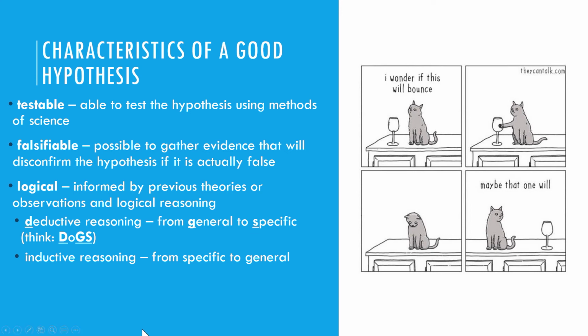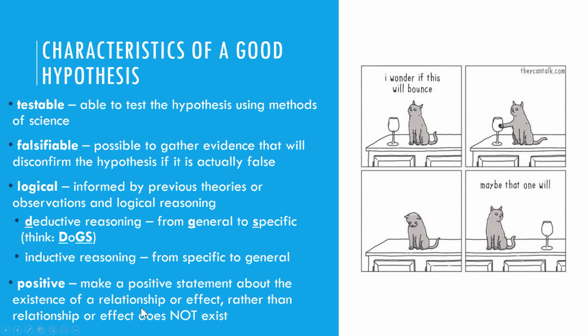Finally, a hypothesis should be positive. That is, the hypothesis should make a positive statement about the existence of a relationship or effect, not make it a statement that a relationship or effect does not exist. As scientists, we don't set out to show that relationships don't exist or that effects don't occur, so our hypotheses should be phrased in that way.